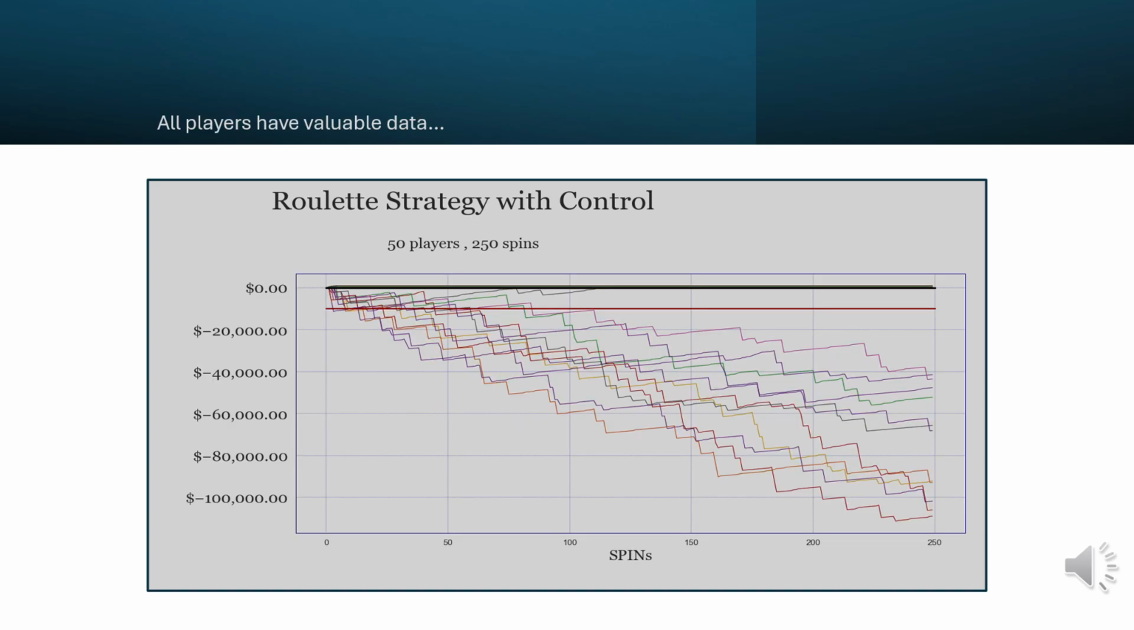One point to make is that all players contain valuable information. Even though most players had losing results, there are periods of uptrends in their history. The question is, can we find a correlation between the activity of the spins and the recombination of the chips that result in these uptrends?